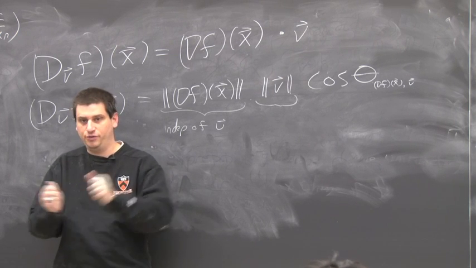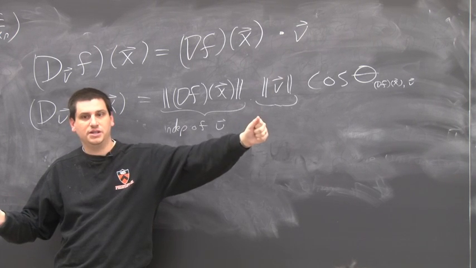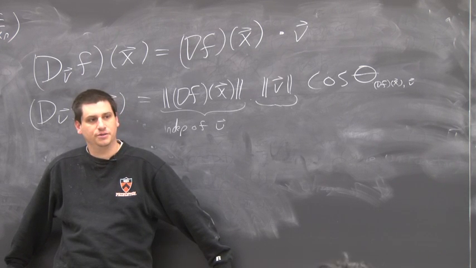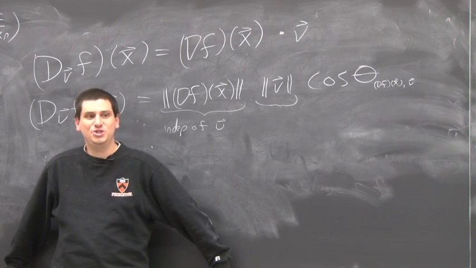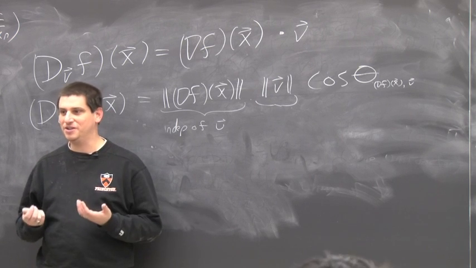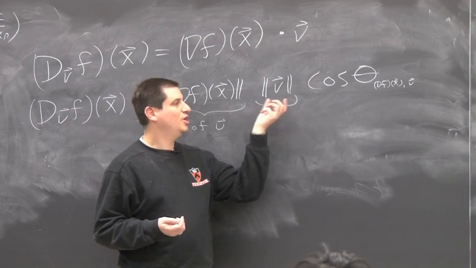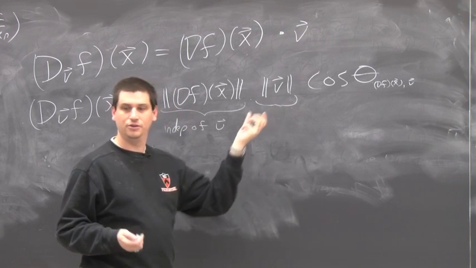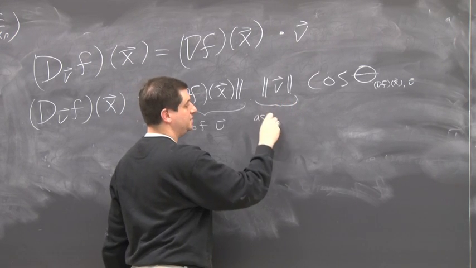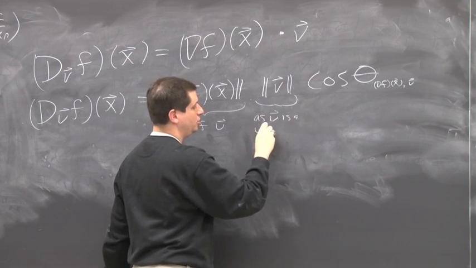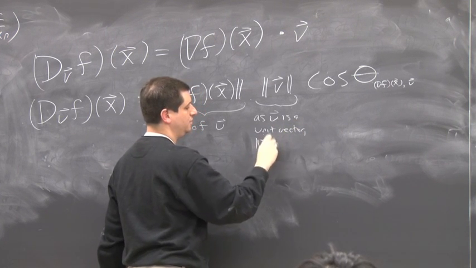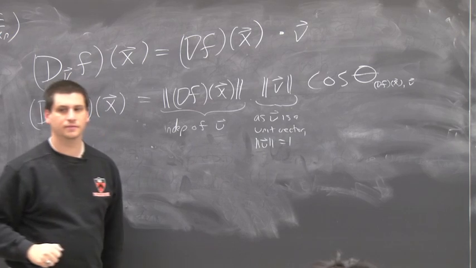It could. I could go in the same direction as v, but twice as large. But what kind of vectors do I use for directional derivatives? I only use unit vectors. A unit vector is a vector whose length is 1. So does the length of v change as I change v? No. As v is a unit vector, the length of v is always 1.